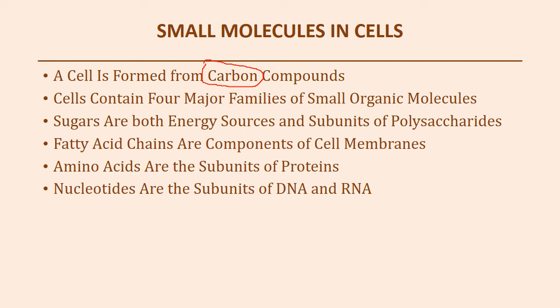And in case you're wondering, wait, we had carbon already with the most commonly found elements in the human body. What are the other three? Hydrogen, oxygen, and nitrogen. You're completely correct. All right, so having said that, let's go ahead and take a look at some of the other contents within the small molecules in the cell section. Cells contain 4 major families of small organic molecules, and from there we'll take a look at the sugars, the fatty acids, the amino acids, and the nucleotides.